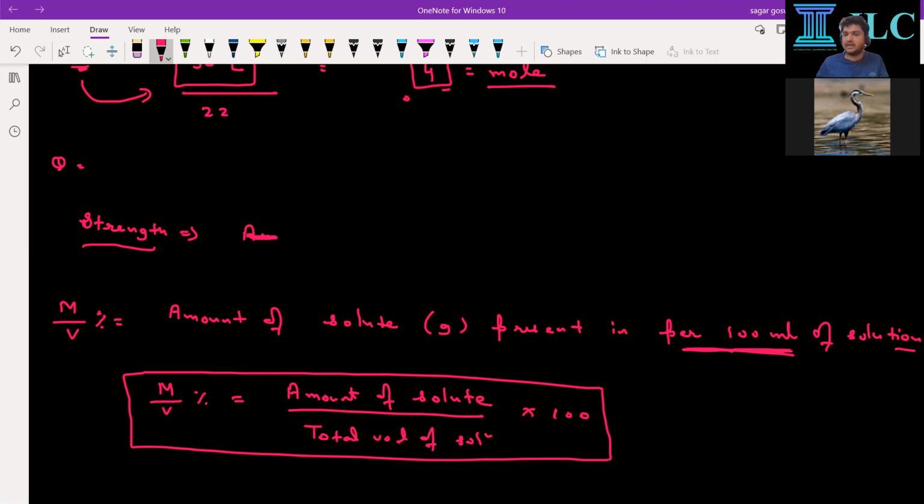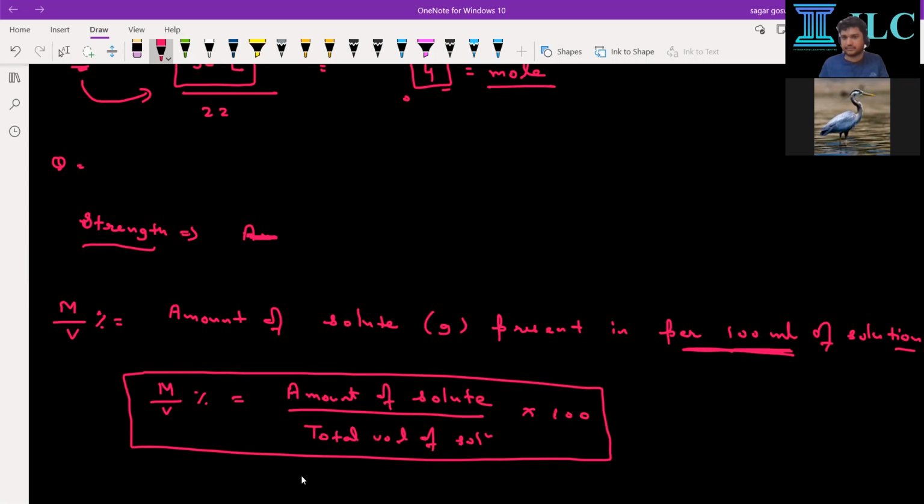Suppose I have taken 10 grams of sugar, and the total volume of solution is 100. So you will say 10 upon 100 into 100, the 100 cancels out, so it becomes a 10% solution. Are you getting what I'm saying, Vishnu?